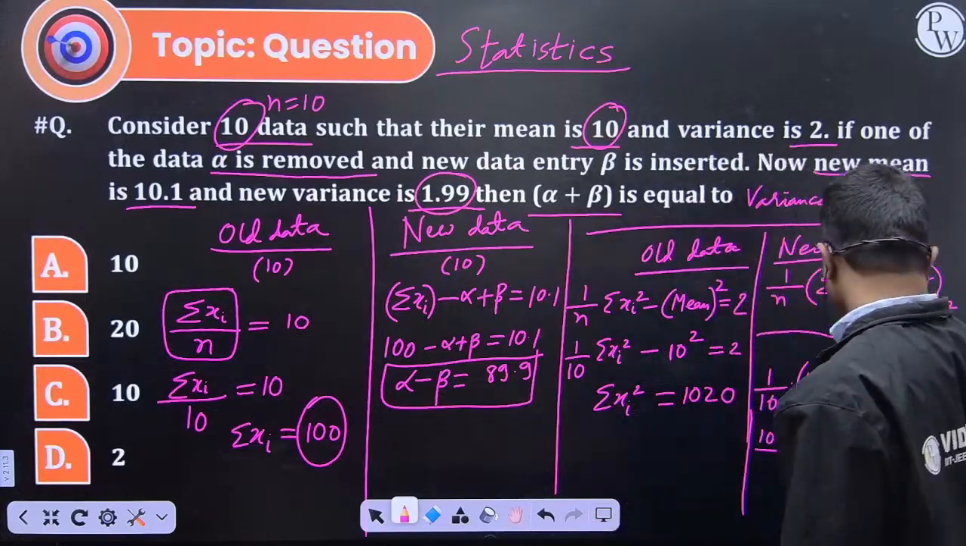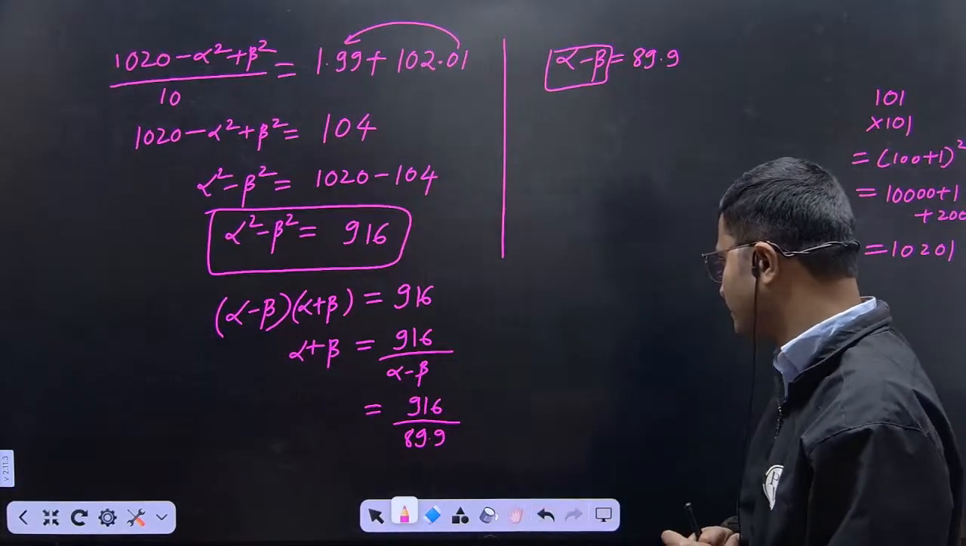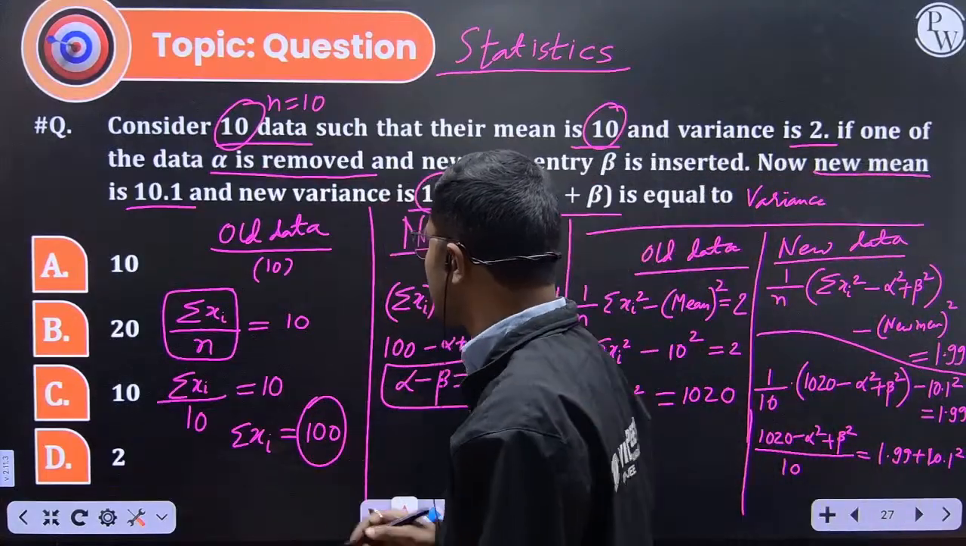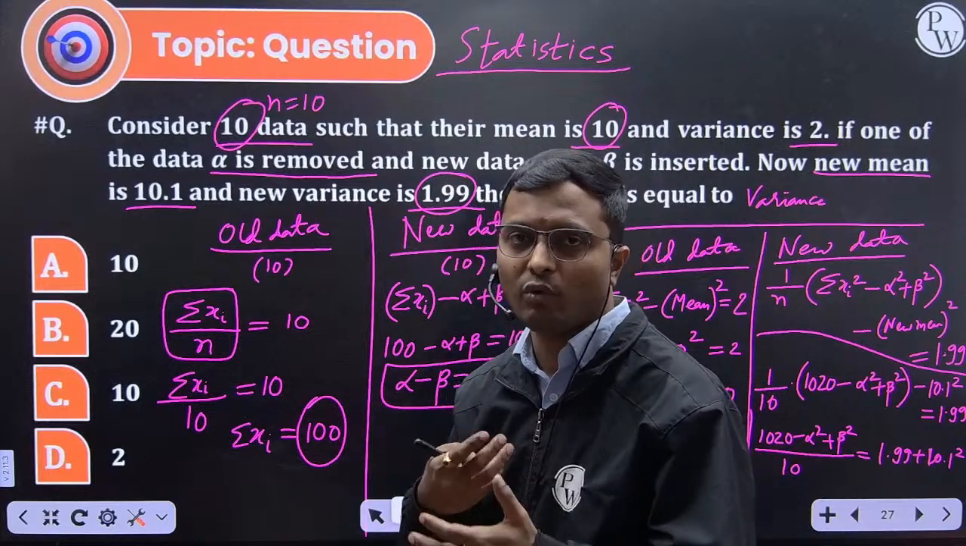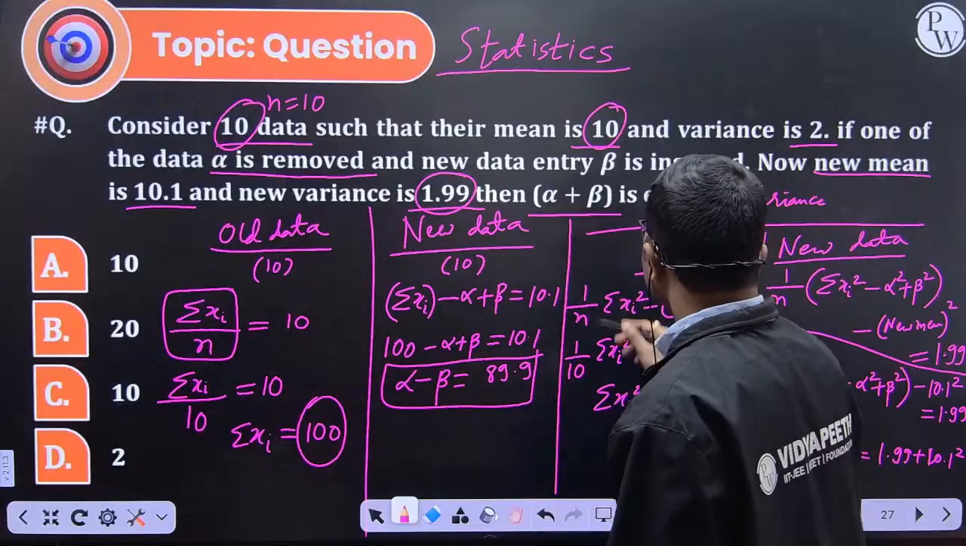So let us see what is the option we get. 916 by 89.9. Okay. Let us check our calculations once. This is a memory based question, so we don't know what information is 100% correct. So let us check it once.